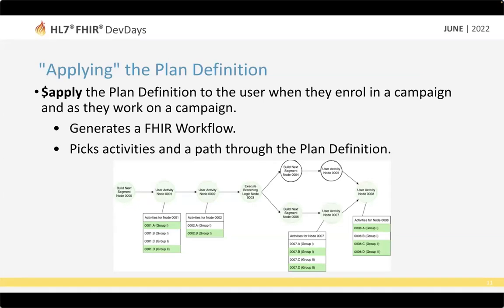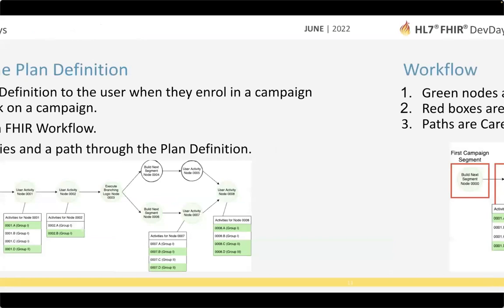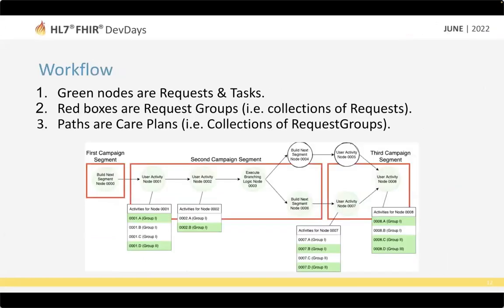So let's take a closer look at the FHIR workflows that are generated as part of this process. So the green nodes of the directed graph are represented using a set of requests and tasks, and requests and tasks are paired off. The requests are used to ask the user to do something, and the tasks are used to track the user's progress against the request.